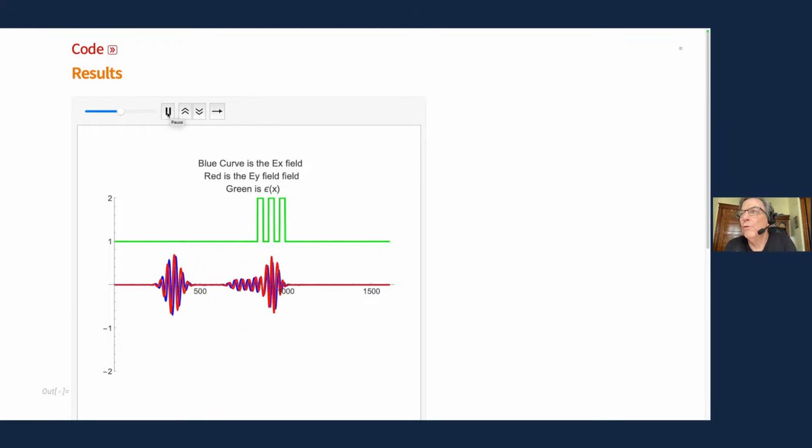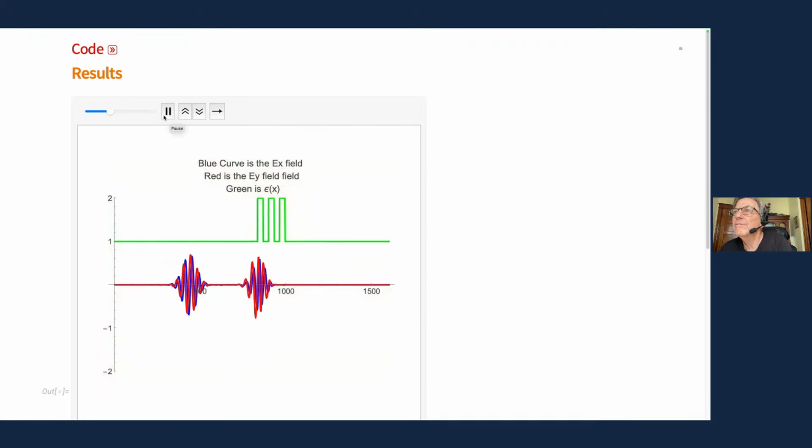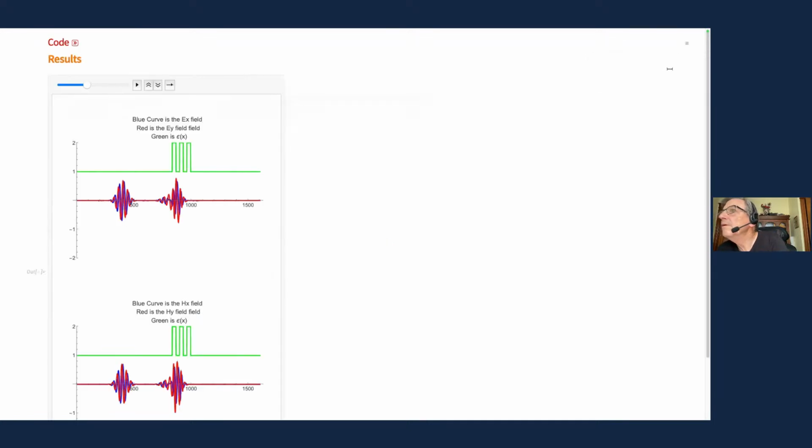So here we see the circularly polarized waves hitting, and I need to, sorry about that, turn the magnification down so that you can see everything at once. Okay, so here, of course, I've got 4 fields, electric fields in the x and y, and magnetic fields also in the x and y. So here you see the propagation of all of them.